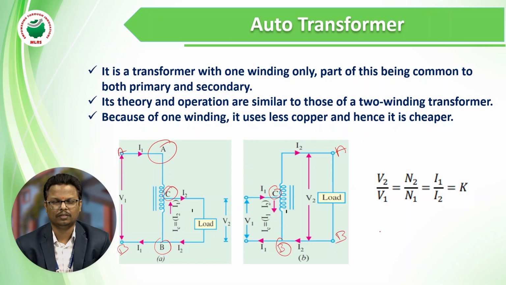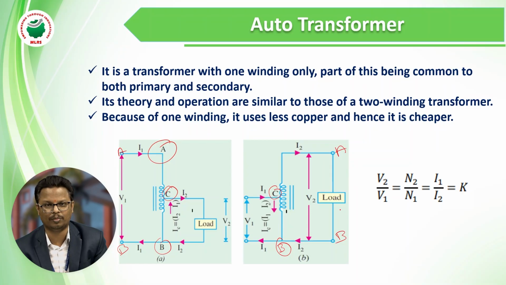And we know that the load connected terminals are the secondary, and the supply connected terminals are the primary. Okay, so here we are connecting the supply to AB, so it acts as a primary, and here we are connecting the load to BC, so this BC acts as the secondary winding. And here we are connecting input to BC, so it acts as a primary, and here we are connecting the load at the terminals of AB, so it acts as a secondary.